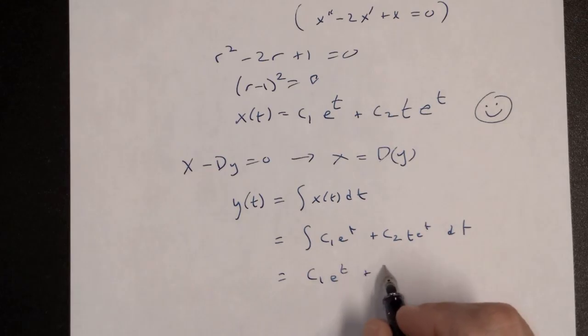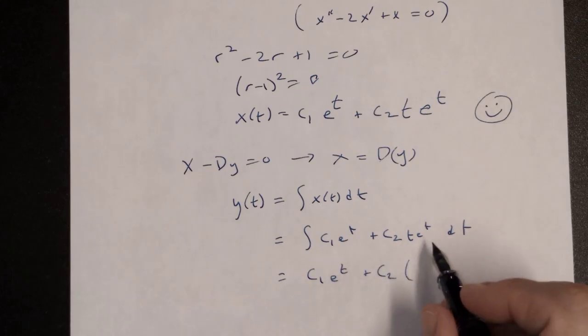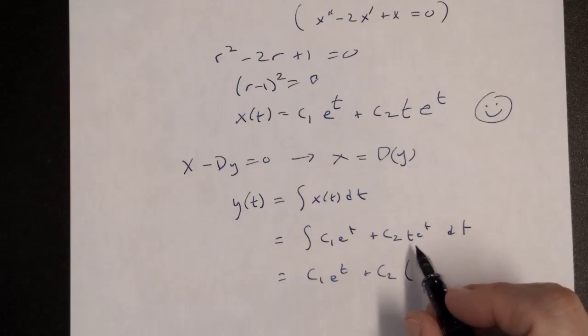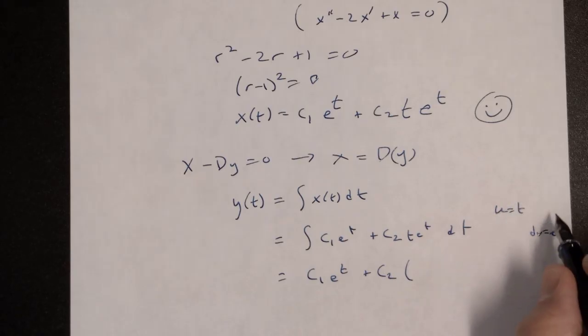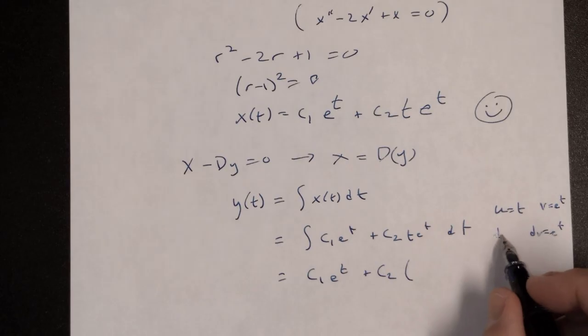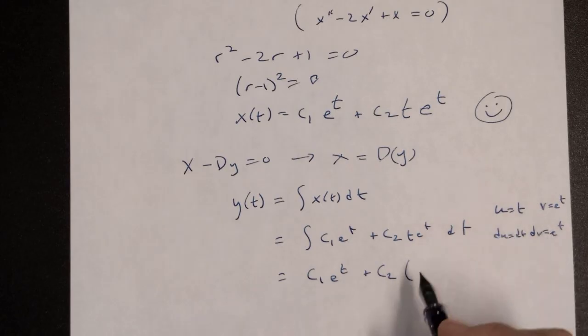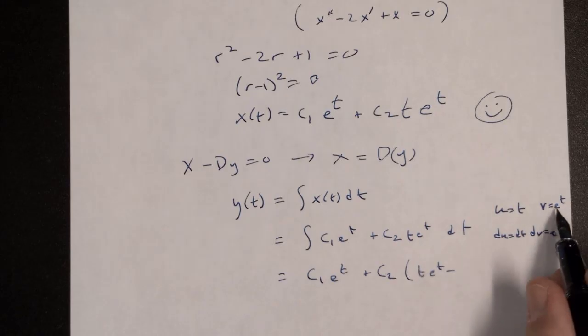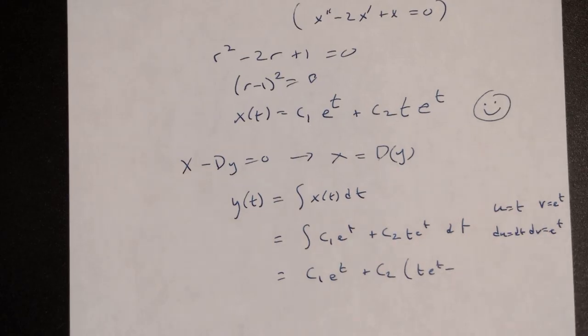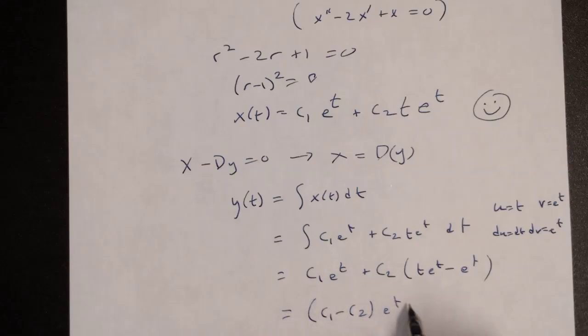C1 e to the t, C2, I do integration by parts. U dv, u equals t, dv equals e to the t. So v is e to the t, and du is just dt. So I get uv, t e to the t, minus the integral of v du. That's the integral of e to the t. What's the integral of e to the t? Yay. Please notice that what I get is C1 minus C2 e to the t plus C2 t e to the t.